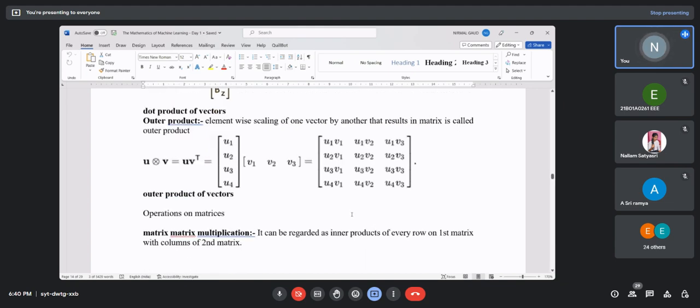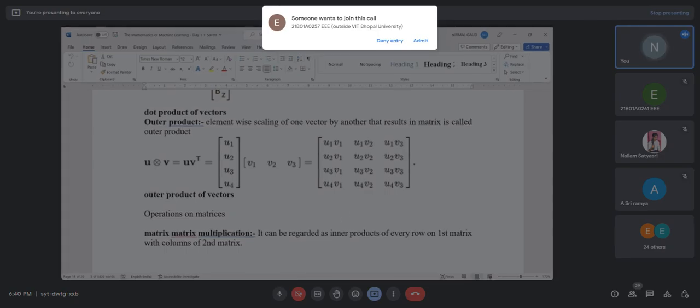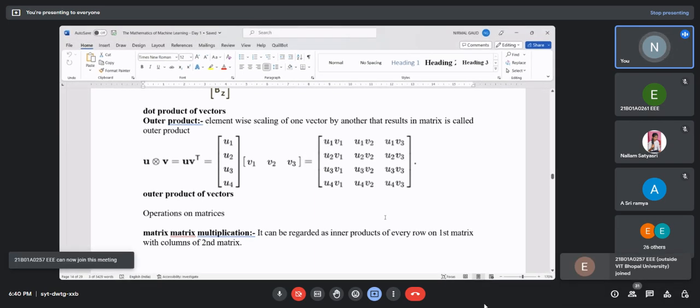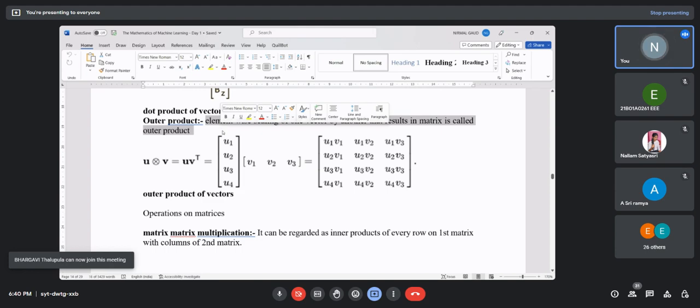And if I talk about the outer product, the outer product is element-wise scaling of one vector by another that results in a matrix.